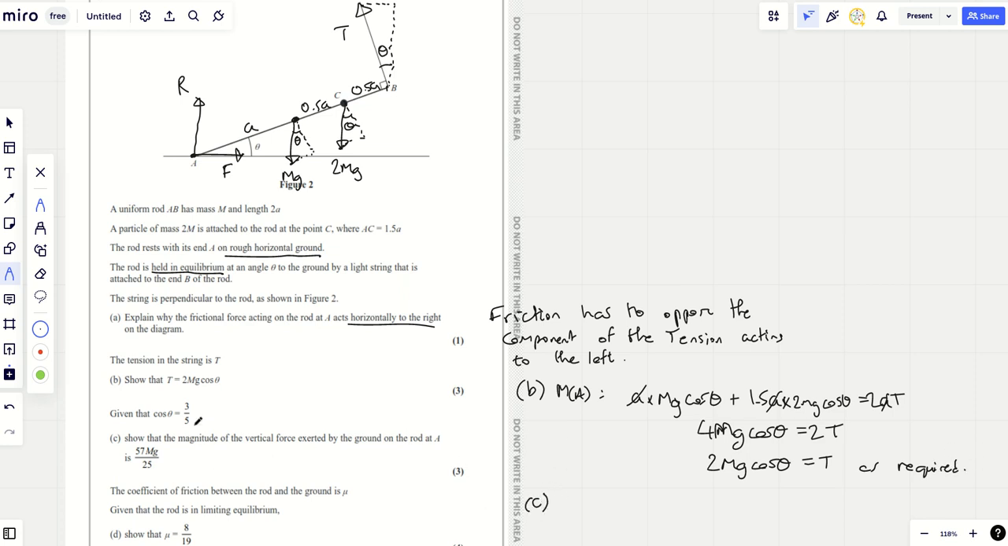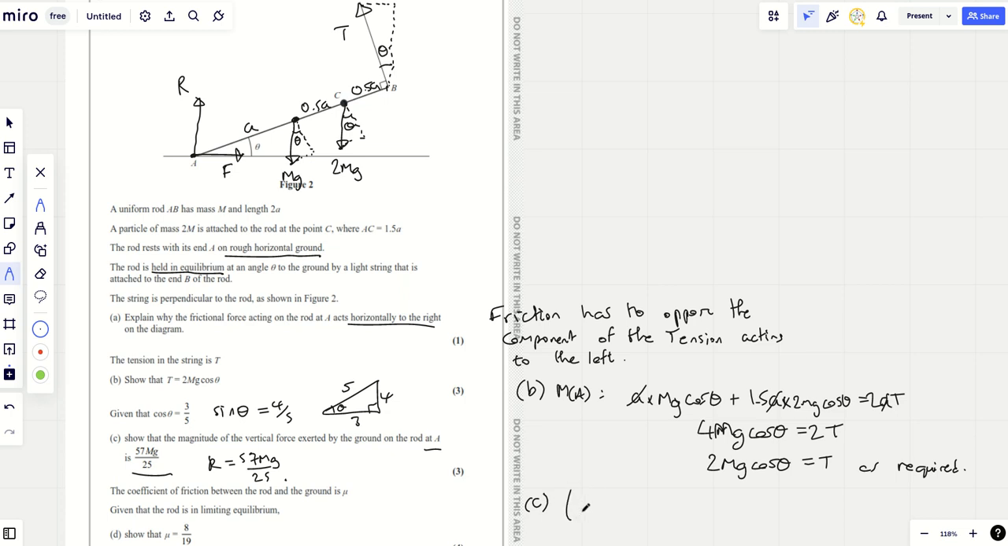What about C? Given that cos theta equals 3/5, in which case sine theta equals 4/5, because that's going to be a 3, 4, 5 triangle. As you can see here, show that the magnitude of the vertical force exerted by the ground on the rod at A is 57mg over 25. So it's really saying show R is 57mg over 25. We've taken moments, which means we shouldn't need to take moments again unless they've changed the situation, and I can't see that they've changed the situation.